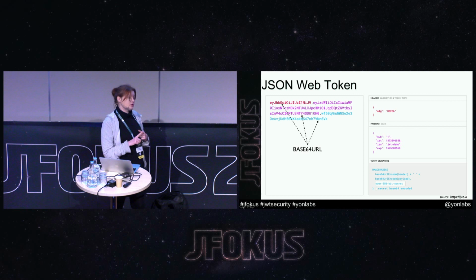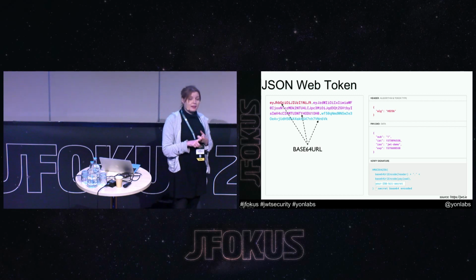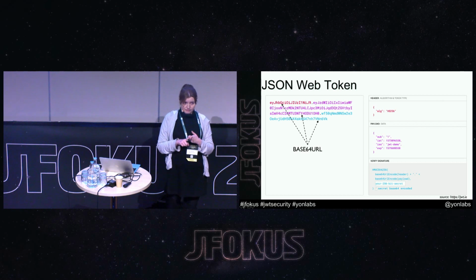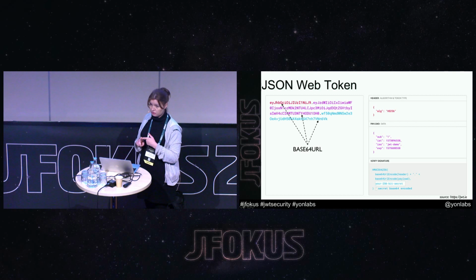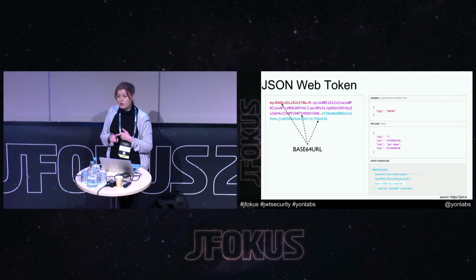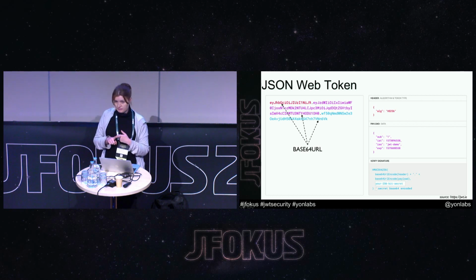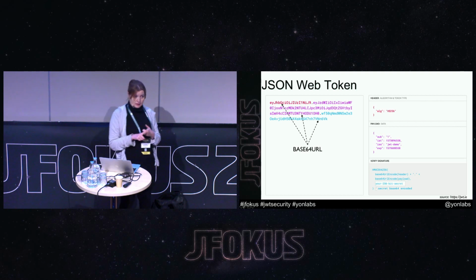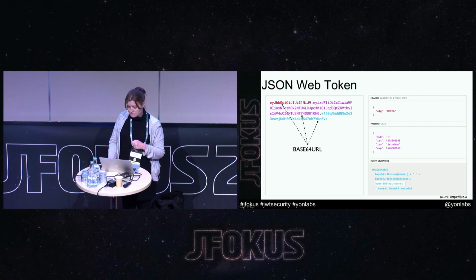So here we have the first problem with JWTs: lack of confidentiality. We shouldn't store in claims any potentially confidential information because it's just plain text. Base64 URL is not encryption, it's just encoding. So everyone can easily decode it.